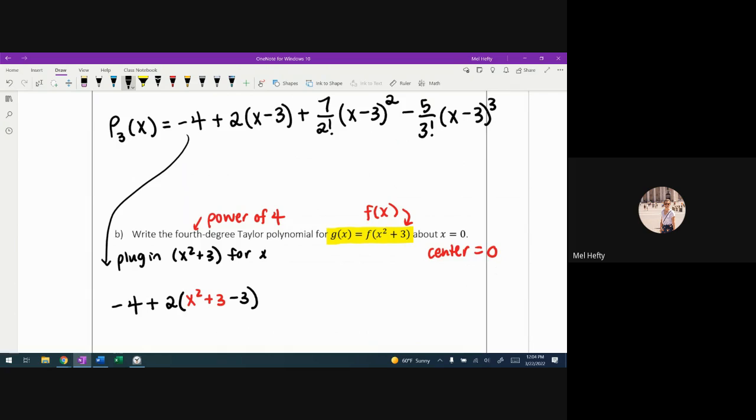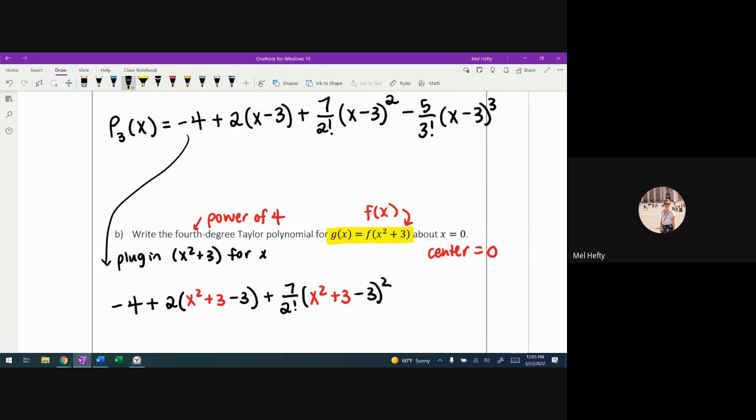Well, let's look at that. What's going to happen to those 3's? They're going to cancel out. Then I'll just have x squared. Is that what a term should look like if the center is 0, just like x squared? Yeah, that's actually really convenient. All right, let's try the next one. 7 over 2 factorial. I'm going to again plug in x squared plus 3 minus 3 squared.